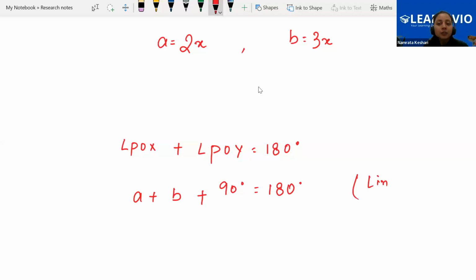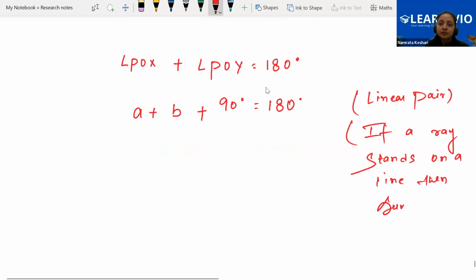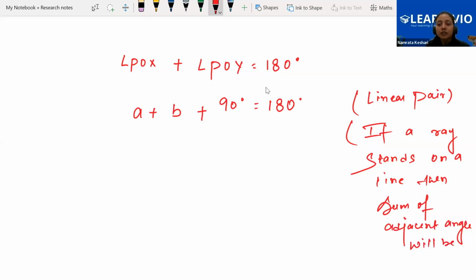Either you write linear pair, or you can also write: if a ray stands on a line, then the sum of adjacent angles will be 180 degrees. So either you write linear pair or you can also write the axiom.